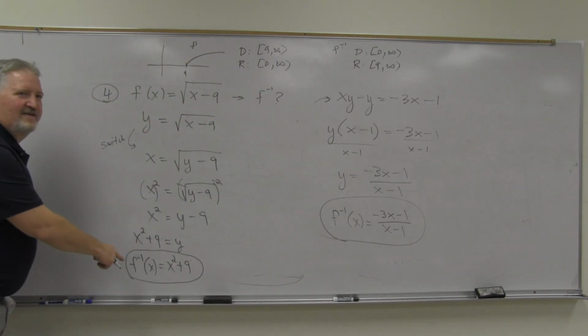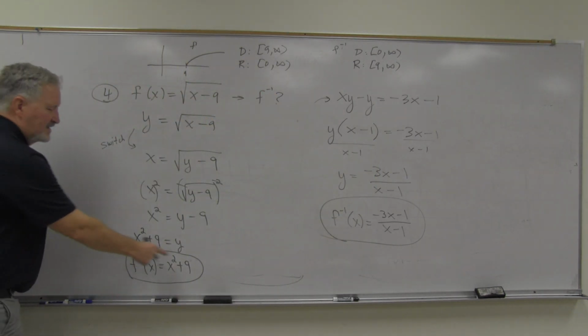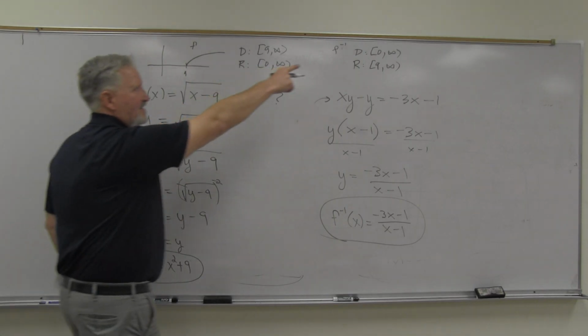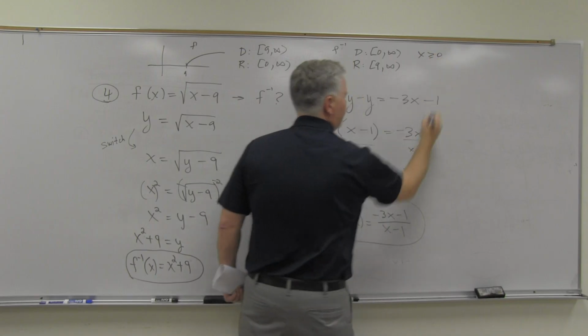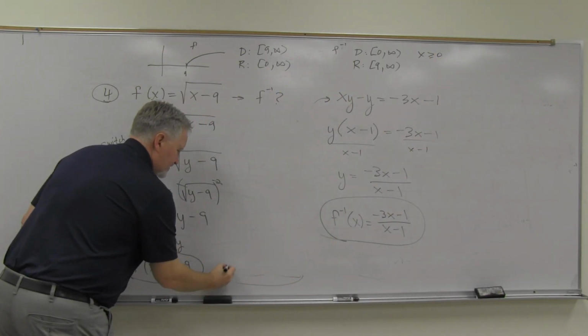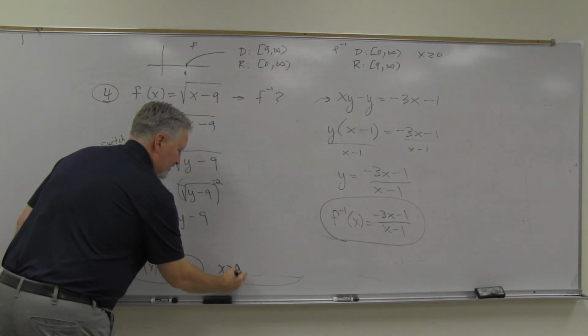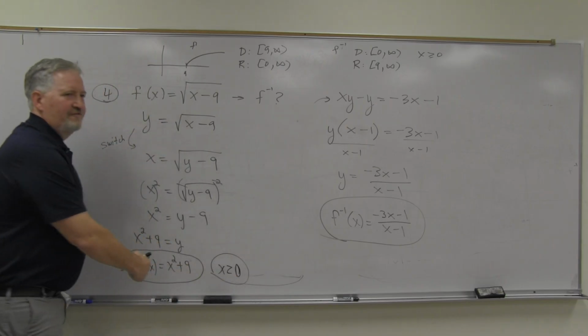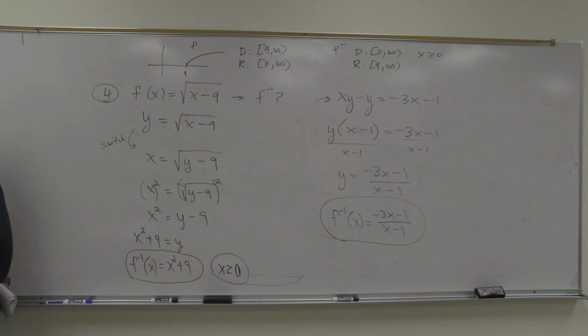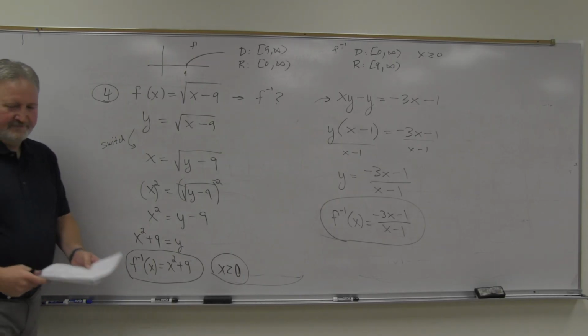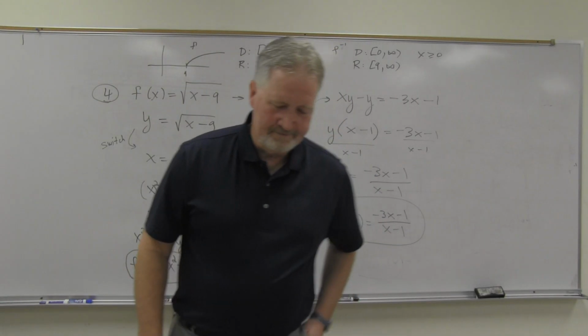So what's the deal on this? I'm not talking about the whole function because I'm only wanting domain 0 to infinity, i.e. x greater than 0. So there is a restriction here on this. It's not the whole function, it's just x greater than or equal to 0. All right. Make sense? A little bit?